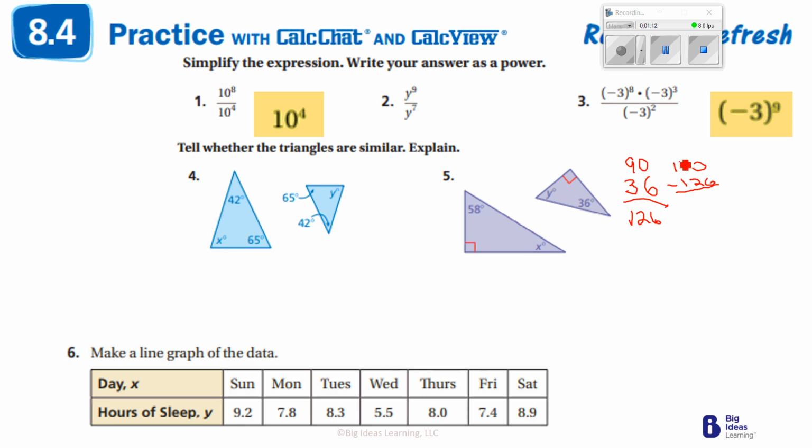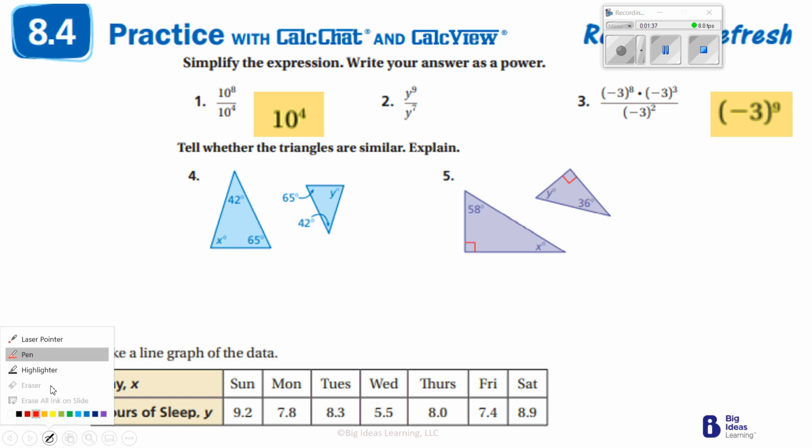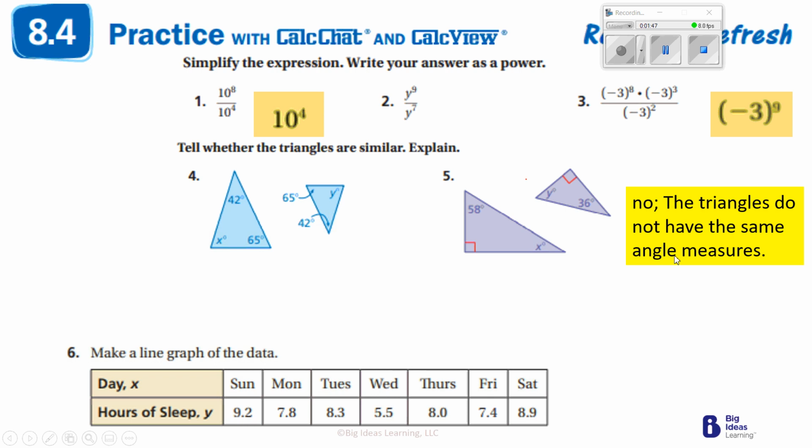And I know it's not, because right there, once I borrow one from here, that's going to be 10 minus 6, and that's 4. And 7 minus 2, that's 5. So 54 does not equal 58. This is not going to make a triangle. So I'm going to erase all this. I'll go back to, I guess I'm actually going to take that there and go back. And now it's going to be no, the triangles do not have the same angle measure.